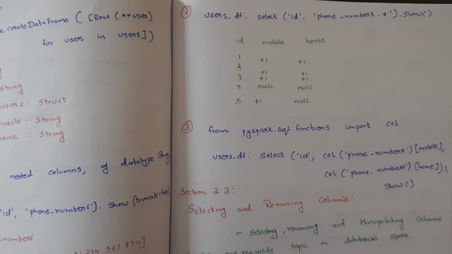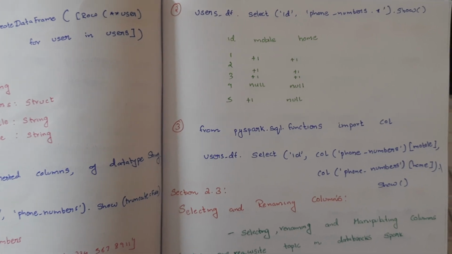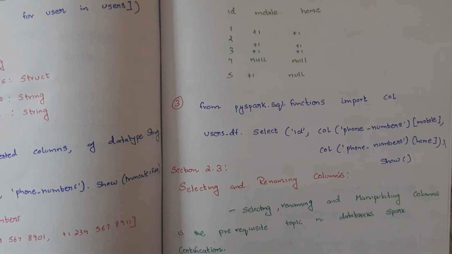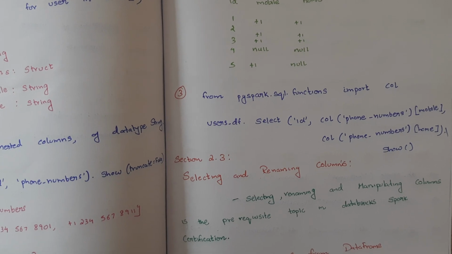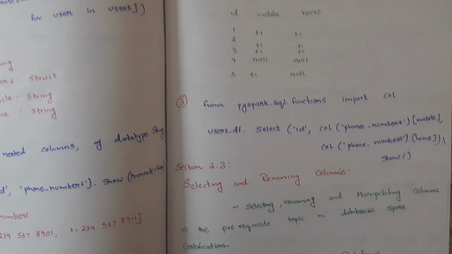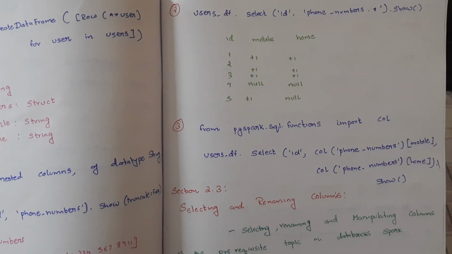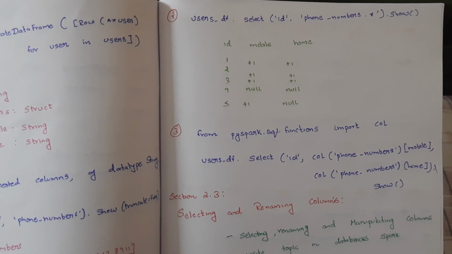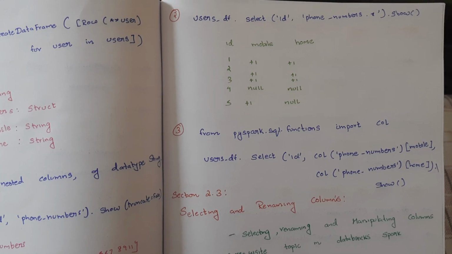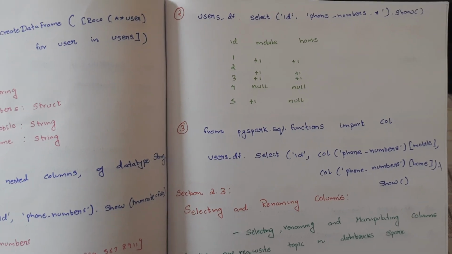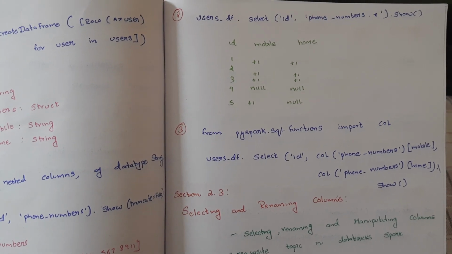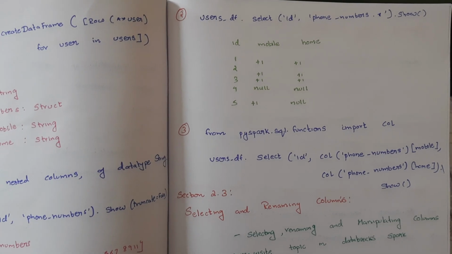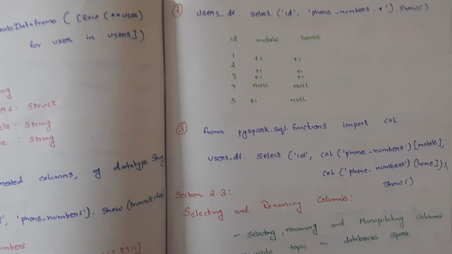Then the third approach is using the col statement. From pyspark.sql.functions import col, users_df.select(id, col of phone numbers.mobile, col of phone numbers.home), which will give the same result as above. So this ends the advanced data types in Spark: array, map and struct types.